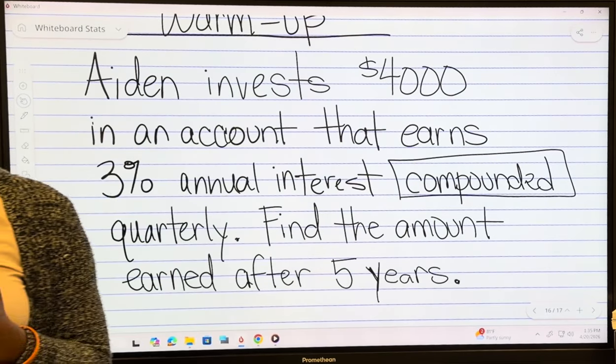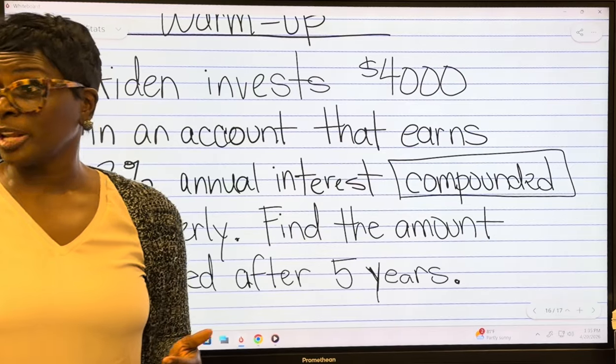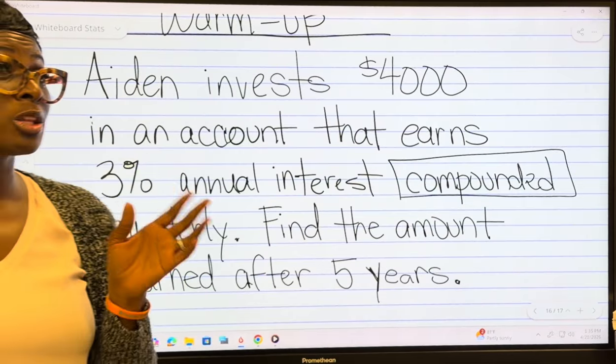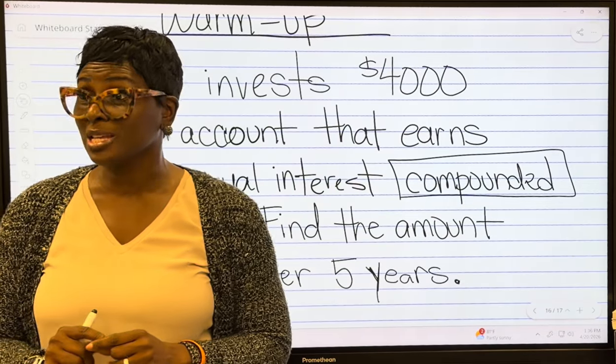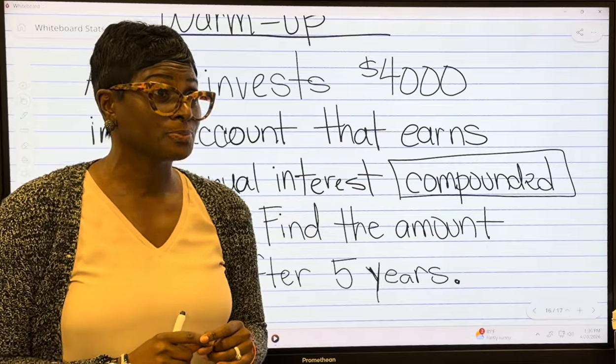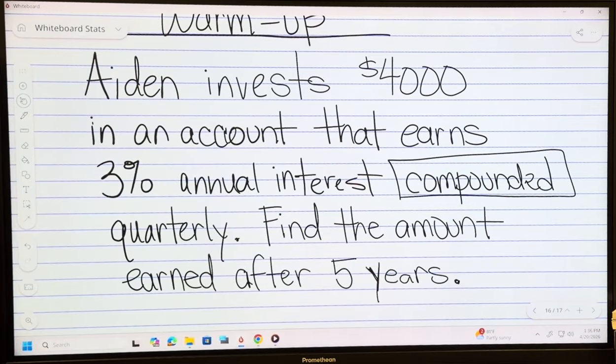Immediately, what should come to mind when I see that it says compounded? Exponential. It's exponential, right? This is going to be exponential growth, and the formula that I'm looking at is the formula that says compounded on our reference sheet, correct? Okay.